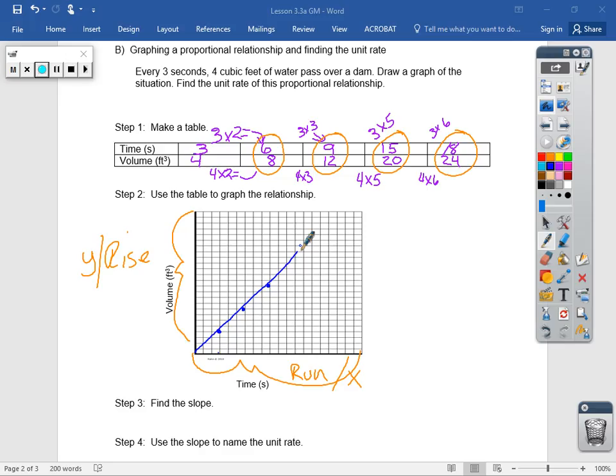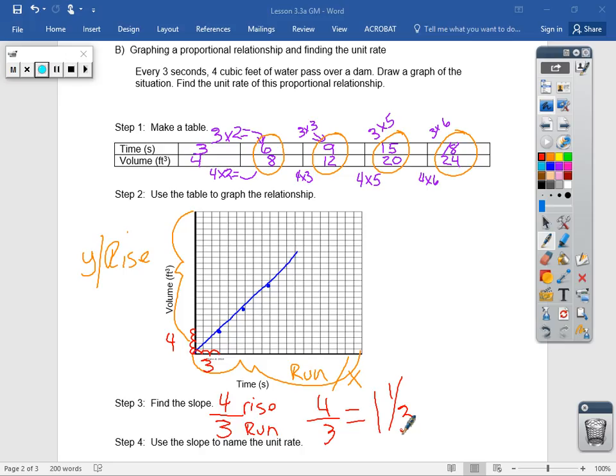So, what's our slope? Well, what did we rise and what did we run? We rose 1, 2, 3, 4, and we ran 1, 2, 3. So, 4, 3, it's rise over run. So, our slope is 4 over 3, and 4 over 3 is an improper fraction, so we can just change that to 1 and 1/3.